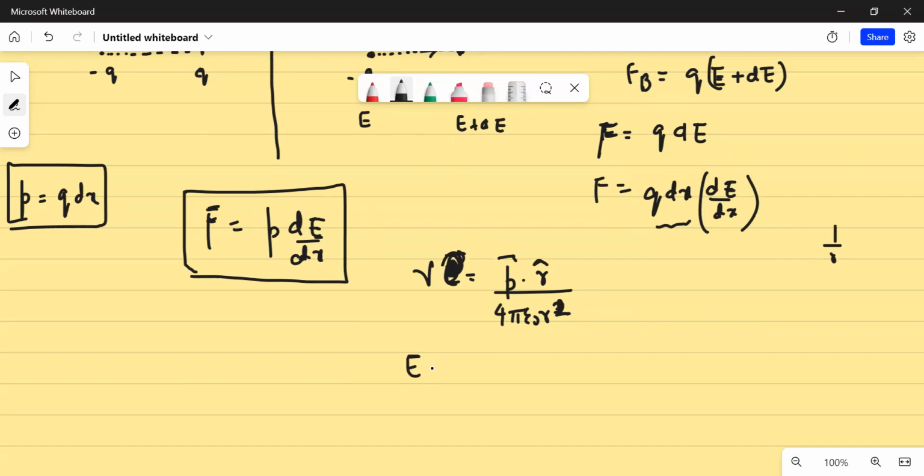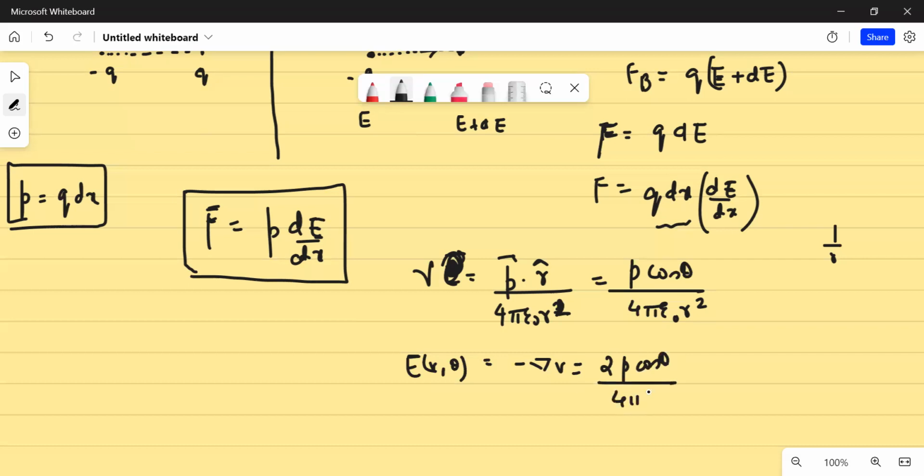And what would be the electric field as a function of r comma theta? If I differentiate this term, I get p cos theta divided by 4 pi epsilon naught r square. The electric field can be written as minus grad of V, so it will come as 2p cos theta divided by 4 pi epsilon naught r cube r cap, and then there would be a theta cap component, p sin theta divided by 4 pi epsilon naught r cube. I'm not concerned about this theta cap component.